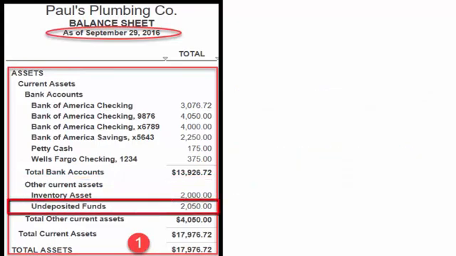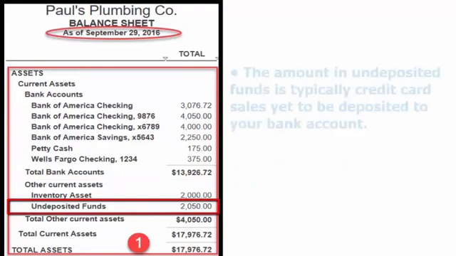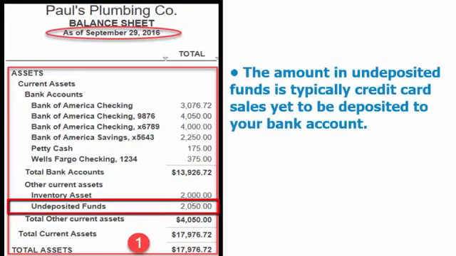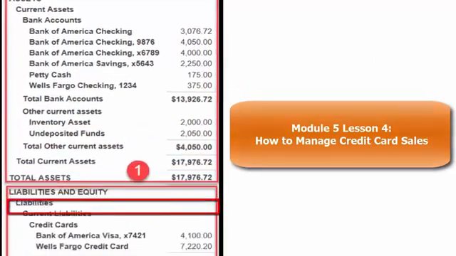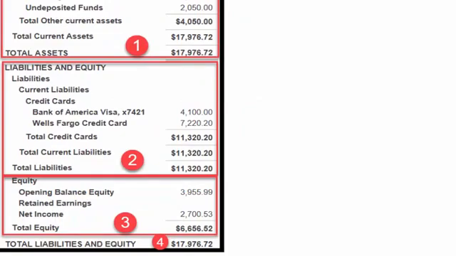Last but not least is undeposited funds. The amount that is sitting in this account is typically credit card sales that have not been deposited to your bank account. In the How to Manage Credit Card Sales lesson, we walk through step by step how to use the undeposited funds account. Section 2, Total Liabilities.